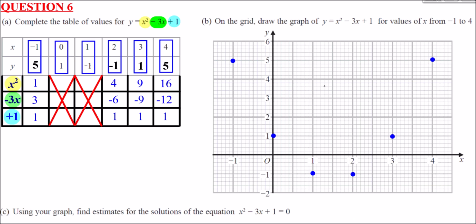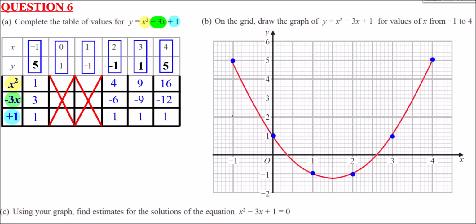Then, as best as you can, you need to do a smooth parabola that goes through all of these points, and don't do it with a straight line. So this bottom bit shouldn't be a straight line, it should come down, dip down a bit, and then go back up. A parabola has to be curved, something like this, or fairly close to it. And that's part B done.